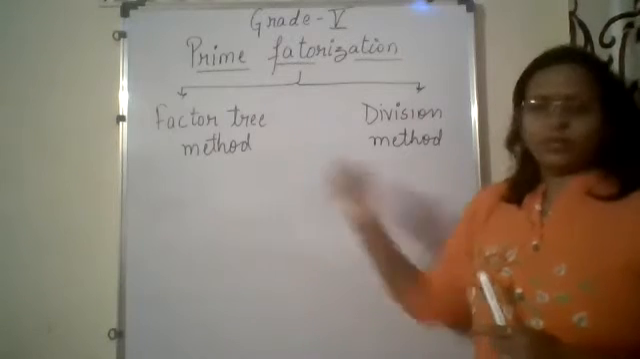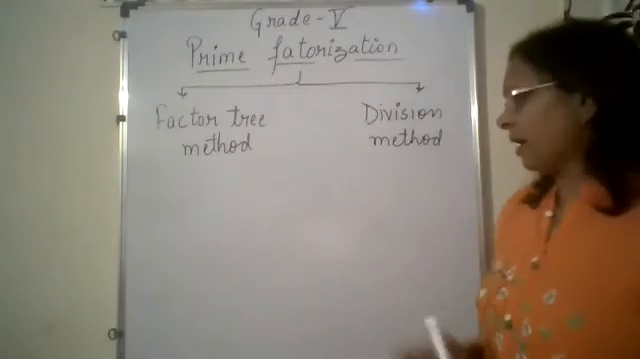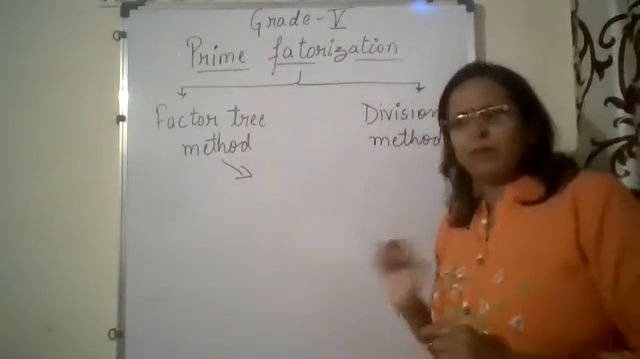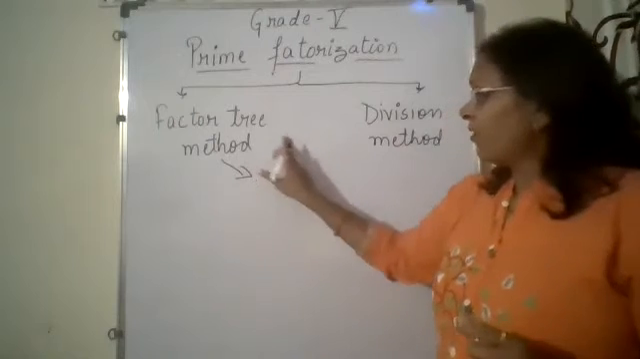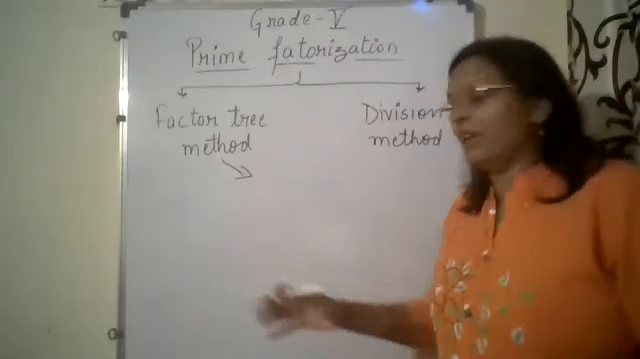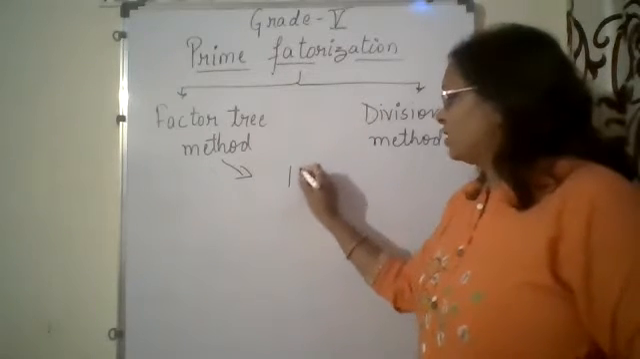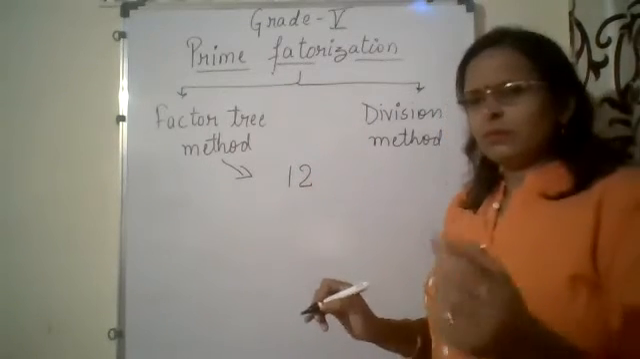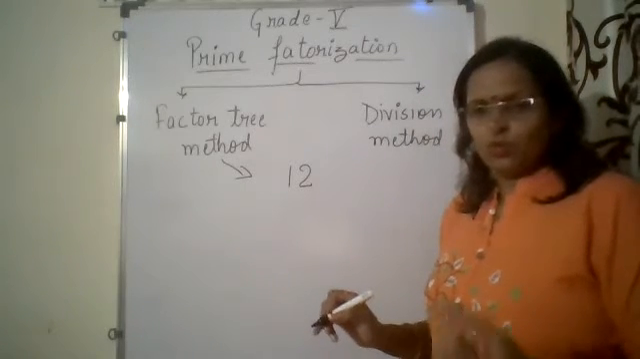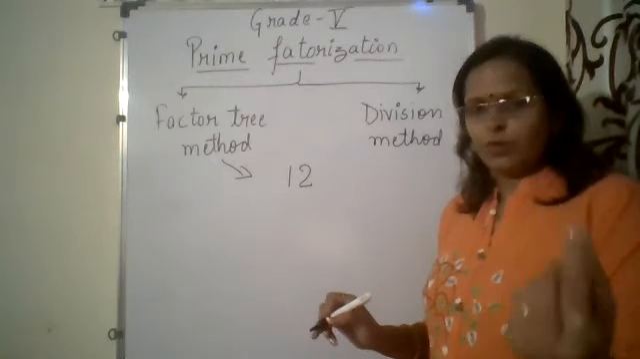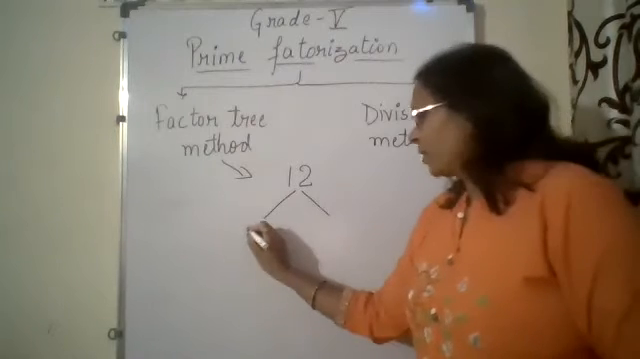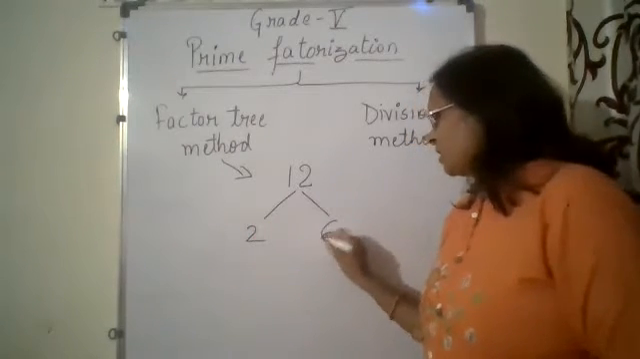So I'm just giving you a short example of the factor tree method. It is a very simple method, and when you do this, you make a very beautiful tree. For example, if I say 12, read the table of 2. 2 ones are 2, 2 twos are 4, 2 threes are 6. So you will come to 2, 6, 12. You will make a tree like this: 2, 6, 12.